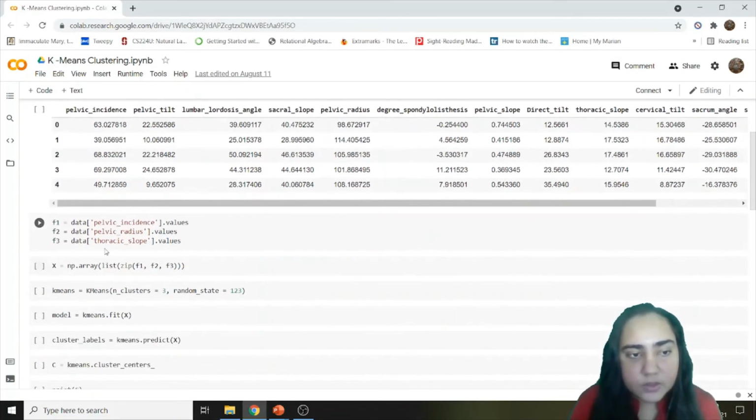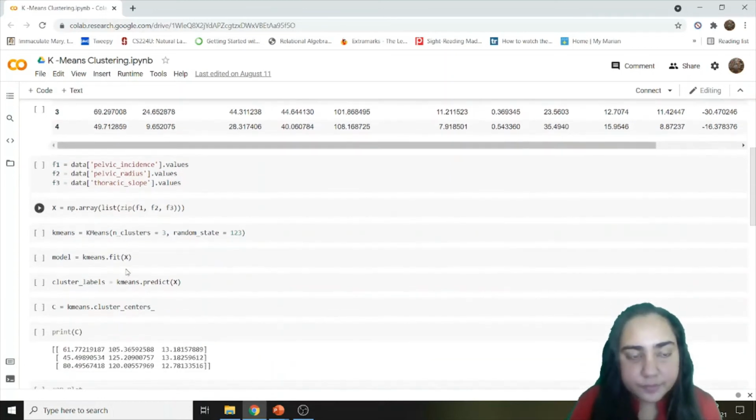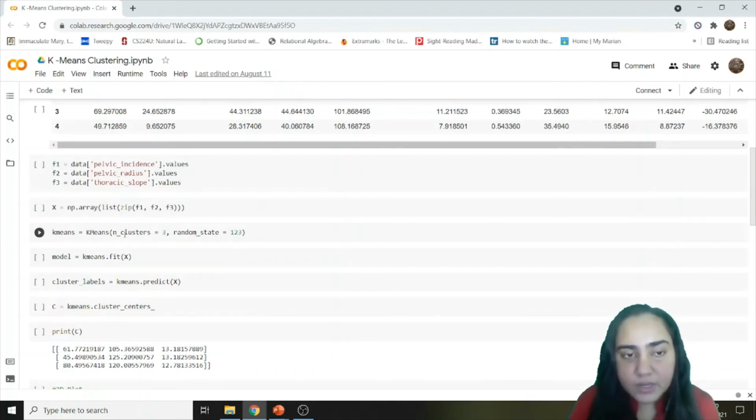Okay. So F1, F2, F3 are the three features I have selected. I'm going to put them into a NumPy array in this manner. Once they are put inside, I now want to create my cluster. I want to apply the K-means clustering algorithm. So to do that, I'm going to use the K-means function, which I imported earlier, and create an object called K-means. And here I will define how many clusters I want.